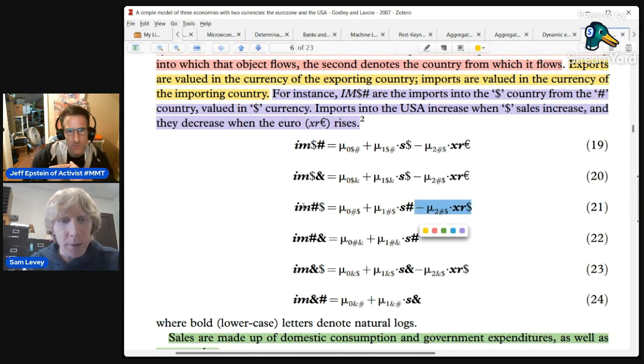Yeah, so 21, we're looking at it from a euro country's point of view. And here it's saying the euro country is going to import more if the dollar gets weaker. Right. Which seems to be the same thing proportionally. Yeah, I mean, they could have written this as the euro country will import more if the euro gets stronger. But instead they've written it as if the dollar gets weaker, which is the same thing. It's just from different points of view.